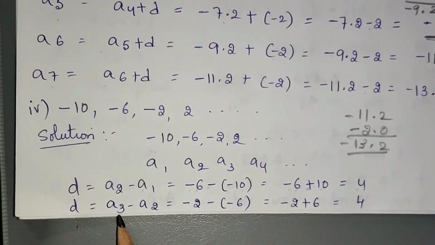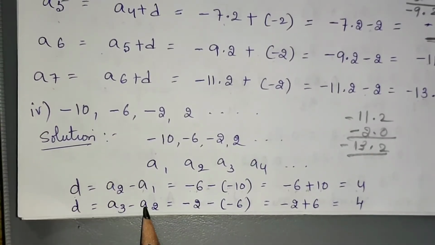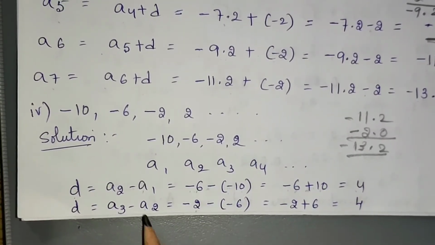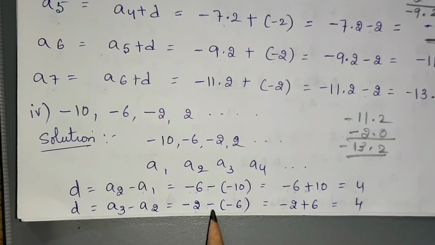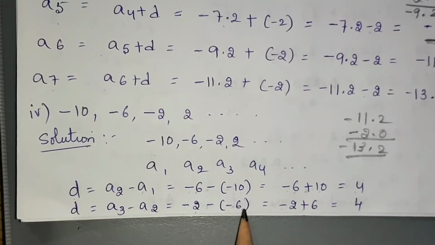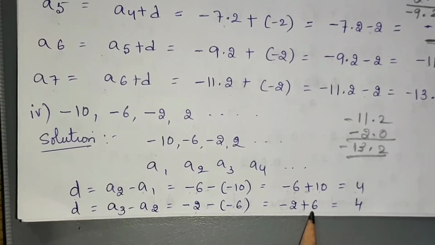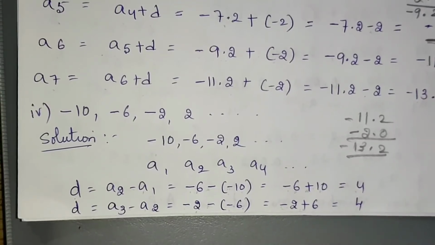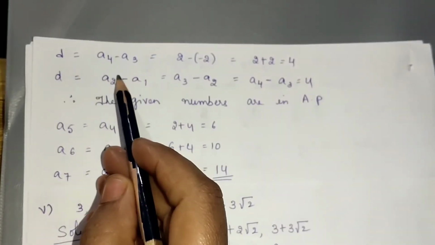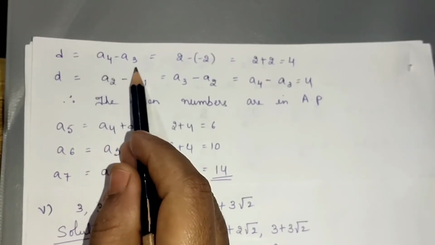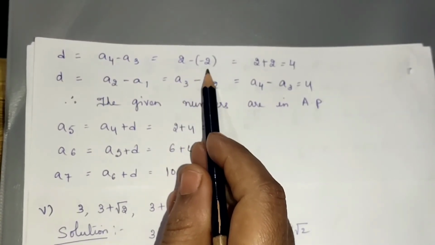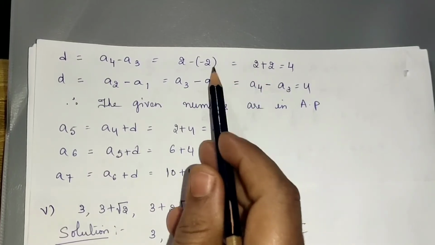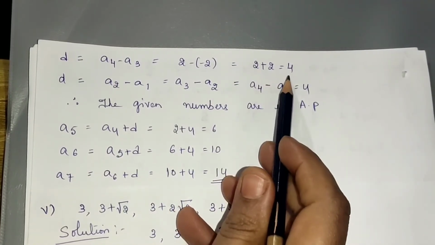Same way, find out one more common difference by taking third term minus second term. Third term was minus 2 minus, instead of A2, you have to write minus 6. Write minus 2 as it is, minus into minus is plus, 6 as it is. Then since signs are different, you have to subtract. If you subtract, 6 minus 2 is again 4. Then find out one more common difference of fourth term minus third term. That is, fourth term is 2 minus of minus 2. 2 as it is, minus of minus is plus, 2 as it is. Then 2 plus 2 is 4.